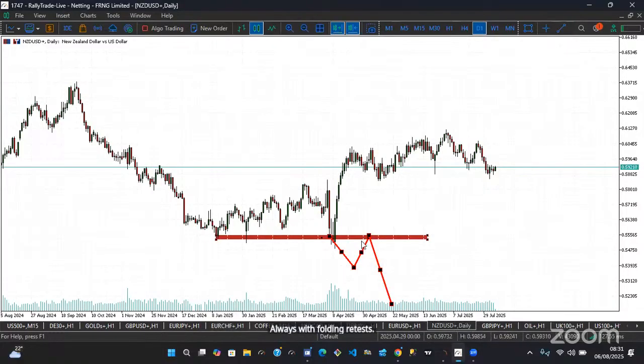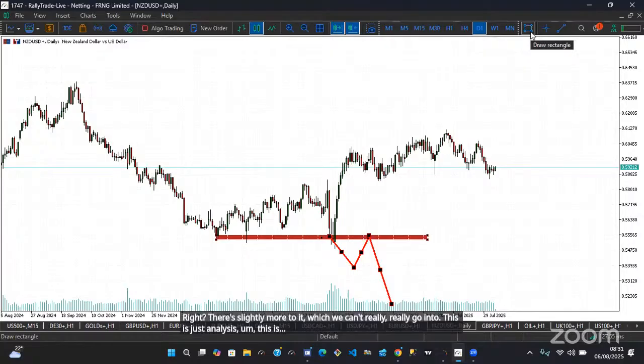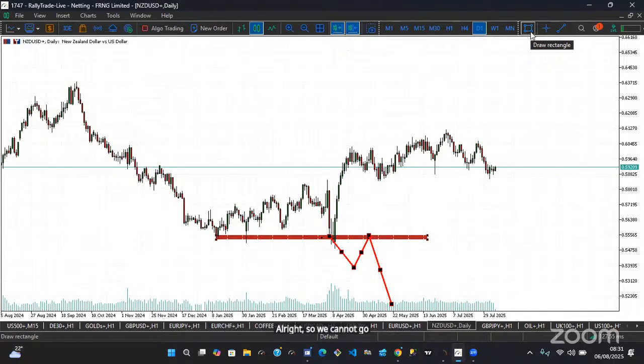Mind you, we have a training here in Abuja today, which we are going to be dealing with this strategy specifically, right? Always wait for the retest. So if you're around Abuja, you can come over and we are going to be looking at this strategy in very much detail, right? There's slightly more to it, which we can't really go into. This is just analysis. This is analysis class, not a training room. All right, so we cannot go into all the details. But this is just to show you in summary how it's being done.